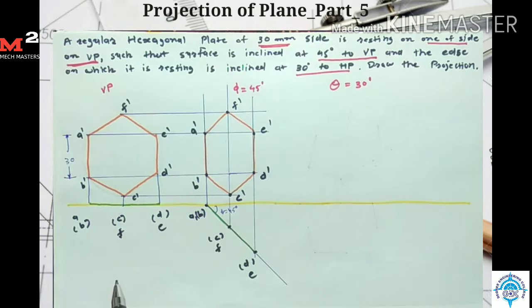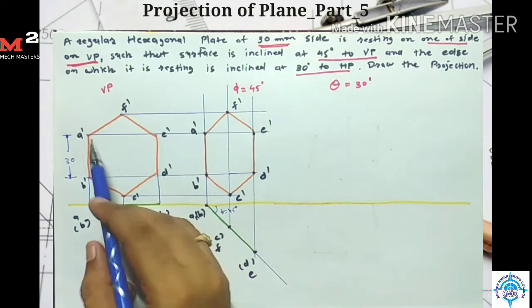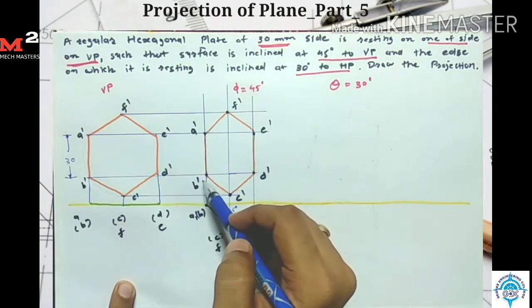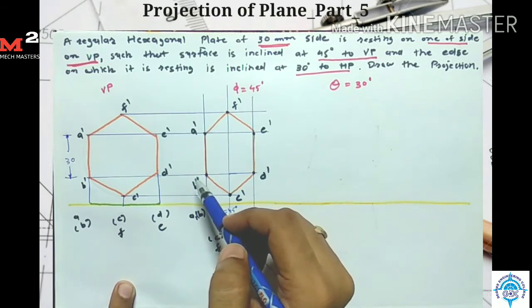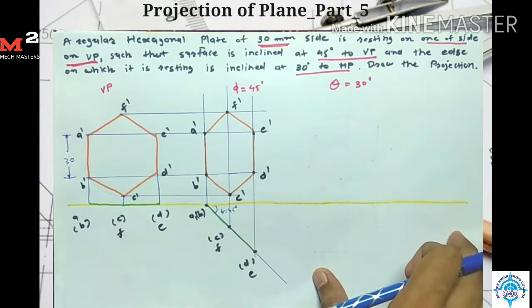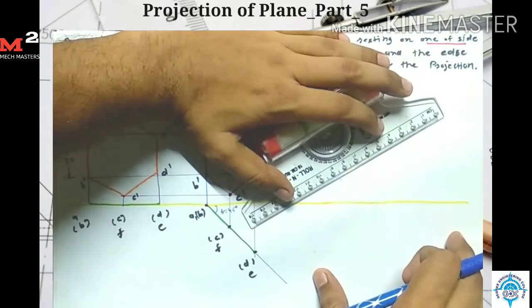First I check whether the length of AB is constant or not in both stages. Here the length A dash B dash is equal to 30 mm, and here the length A dash B dash is equal to 30 mm. So the length is constant, so we are not required to find the apparent angle. So I draw one line at an angle of 30 degrees here.